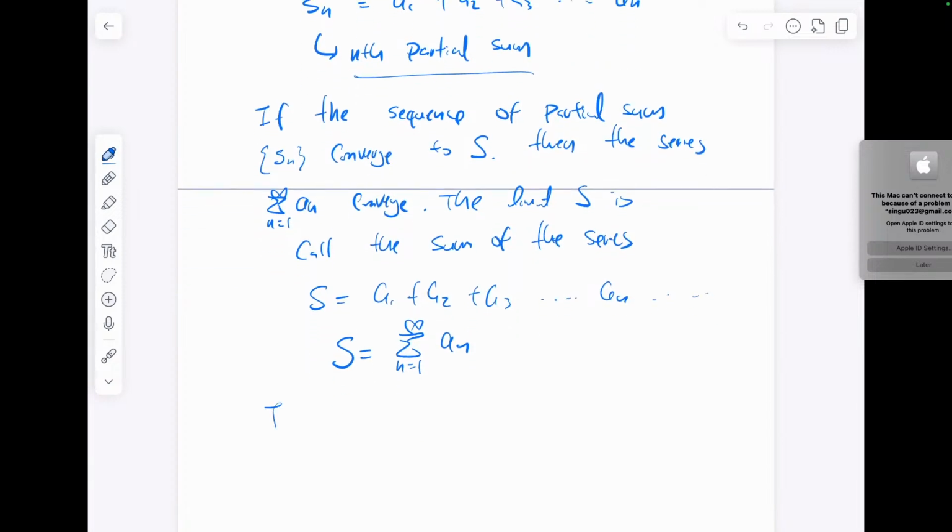Now, if S_n diverges, then the series diverges. If it converges, it converges at the same place. Like if S_n converges to S, then the series also converges to S.